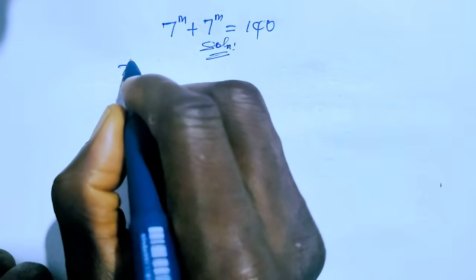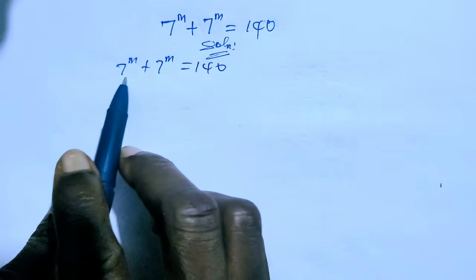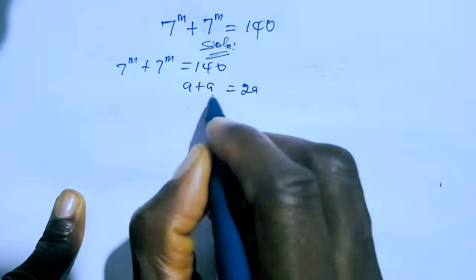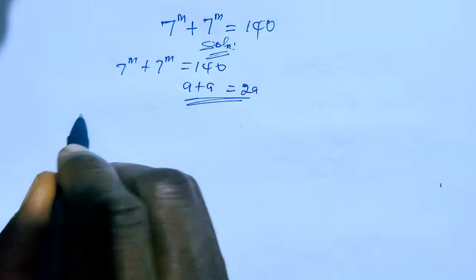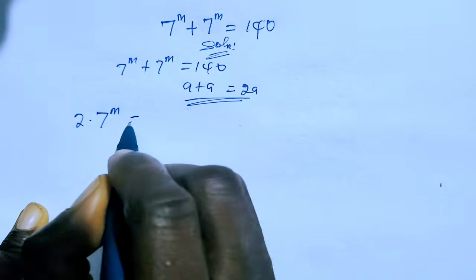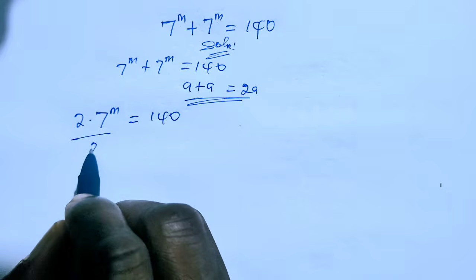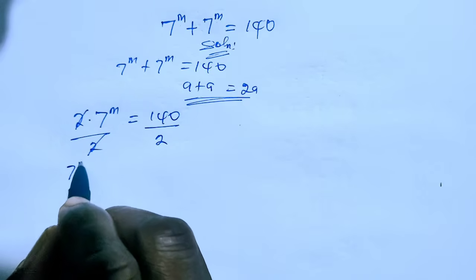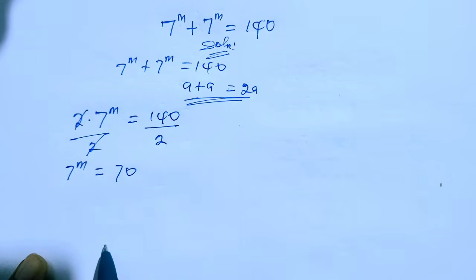Now 7 to the power of m plus 7 to the power of m equals 140. Note that this is of the form a plus a, which equals 2a. We apply this same rule here, and this gives us 2 multiplied by 7 to the power of m equals 140. Now we divide both sides by 2. Here 2 eliminates 2, and we have 7 to the power of m equals 140 divided by 2, that gives us 70.